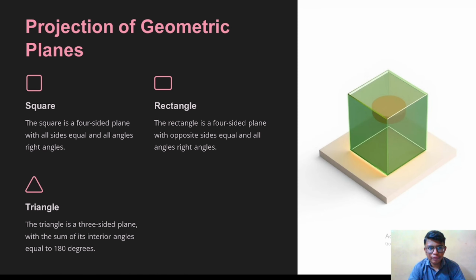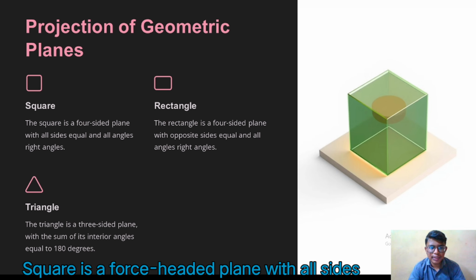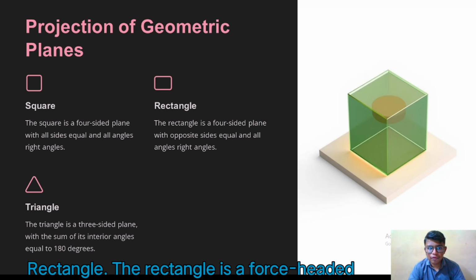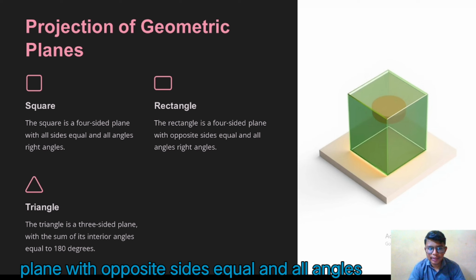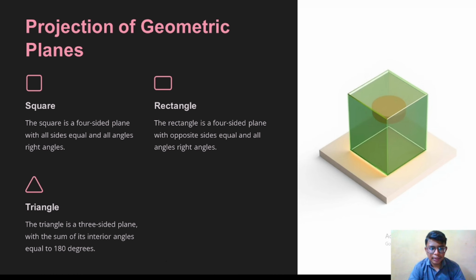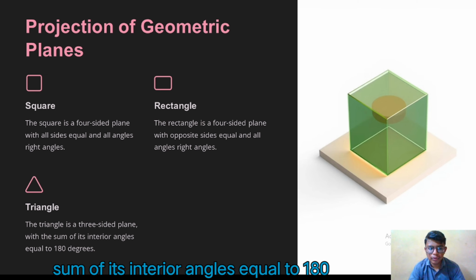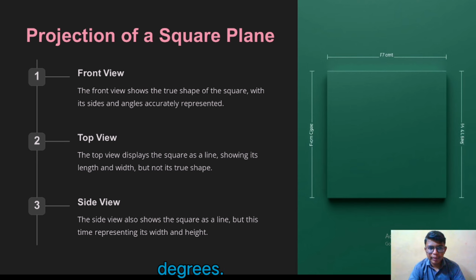Projection of geometric planes. Square. A square is a four-sided plane with all sides equal and all angles right angles. Rectangle. A rectangle is a four-sided plane with opposite sides equal and all angles right angles. Triangle. A triangle is a three-sided plane with the sum of its interior angles equal to 180 degrees. Projection of a square plane.